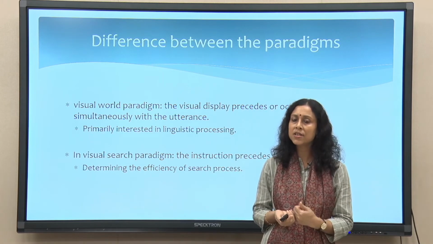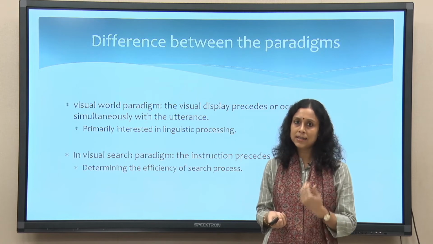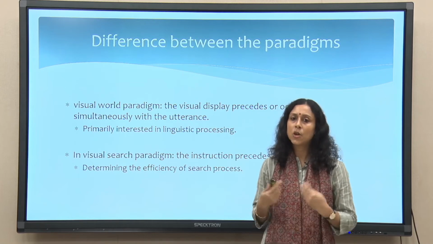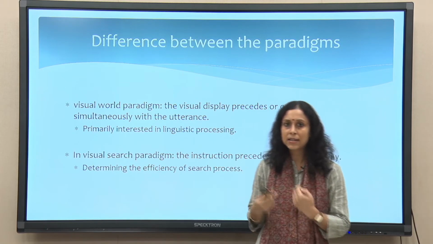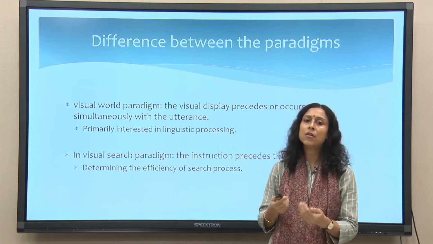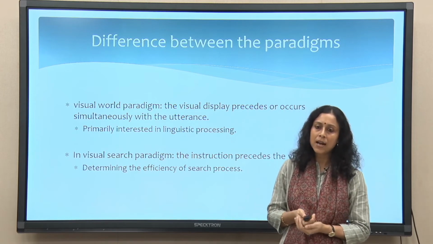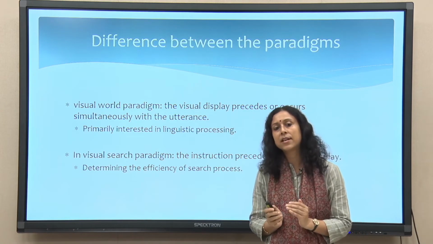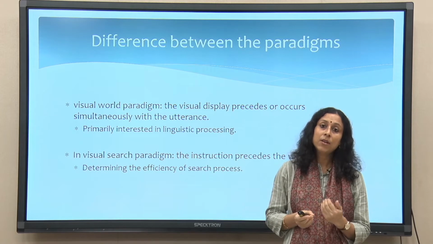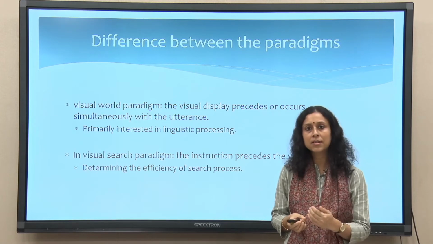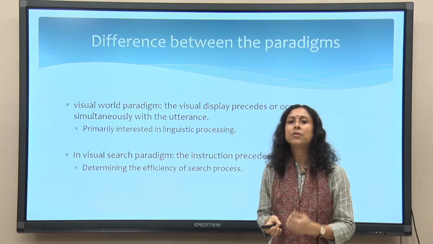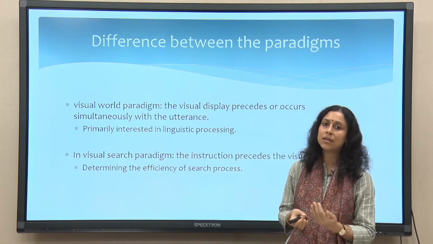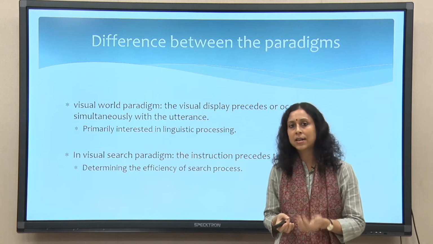So, you listen to the instruction first and then the display comes. The instruction has already been given, your intention has been created, the top down modality has been switched on, and then you look at the scene, and depending on how you search, we get our answers. In the visual world paradigm, typically the question we are trying to look at is linguistic processing: how language processing goes hand in hand with visual attention, what the modulating factors are, what the interrelationships are, how one affects the other and so on.